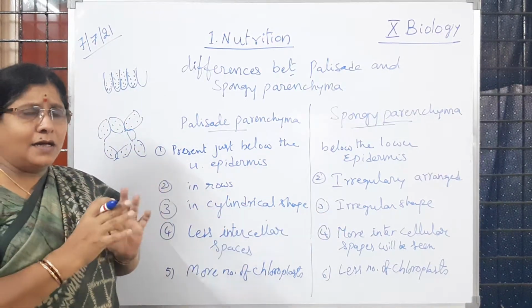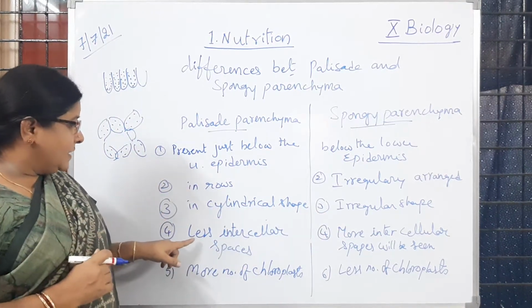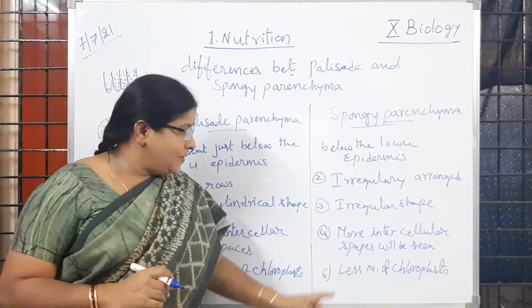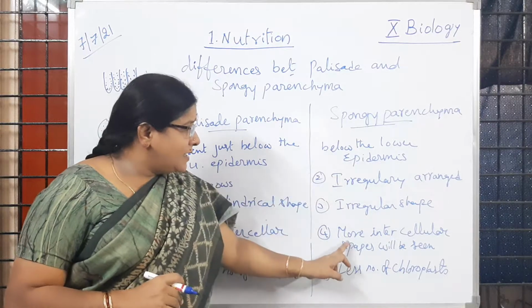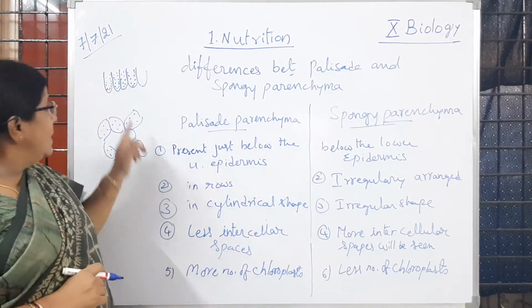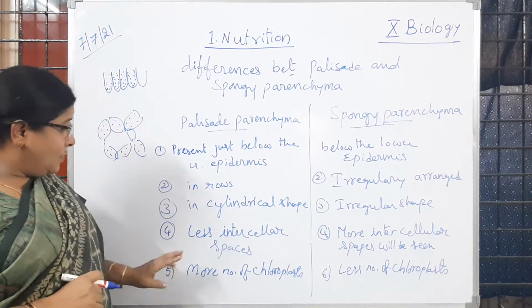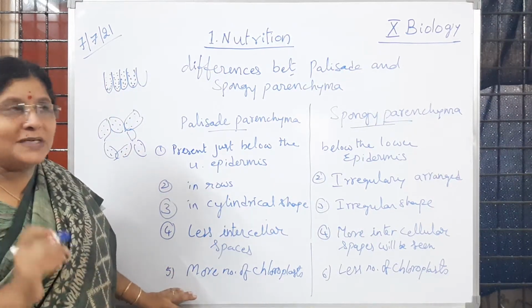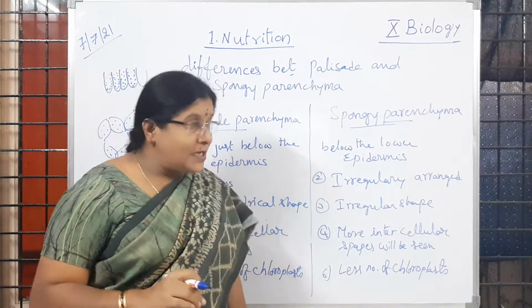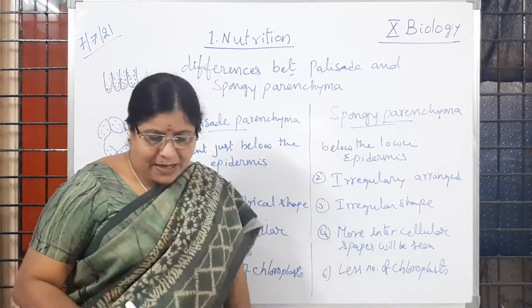Palisade cells are cylindrical in shape, and spongy cells are irregular in shape, not the same shape. The intercellular spaces are very much less in palisade parenchyma, and in spongy parenchyma we observe more intercellular spaces. Coming to the chloroplasts, more chloroplasts are present in palisade parenchyma, and fewer chloroplasts are present in spongy parenchyma.